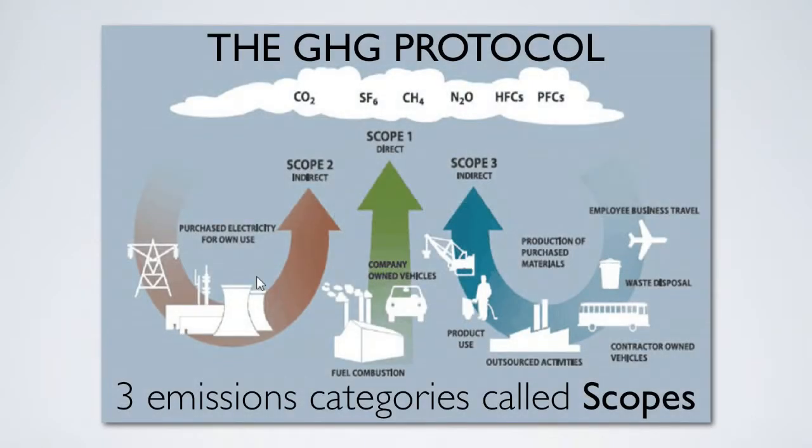Scopes. The GHG Protocol goes one step further in categorizing emissions. Instead of simply dividing them into direct and indirect, the GHG Protocol defines 3 emissions categories called scopes.